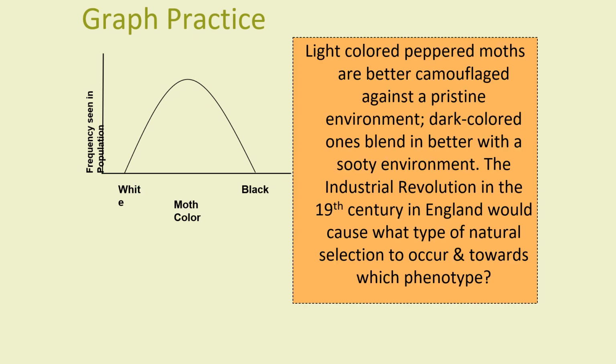Light-colored pepper moths are better camouflaged against a pristine environment. Dark-colored ones blend in better with a sooty environment. The Industrial Revolution in 19th century England would cause what type of natural selection to occur, and towards which phenotype? The Industrial Revolution meant that a lot of coal was being burned, and that produced a sooty environment. This would be selecting towards the black phenotype, so there's a directional selection.